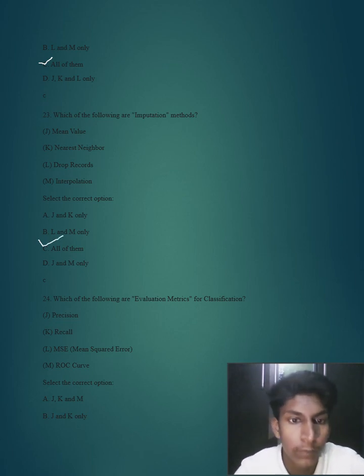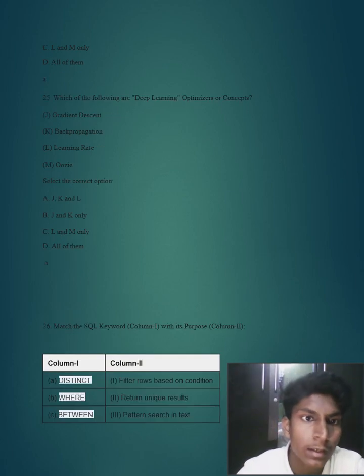Which of the following are evaluation metrics for classification? Precision and recall, MSE mean square error, ROC curve. J, K, M; J and K only; L and M only; all of them. So the correct option is option A, J and K only.